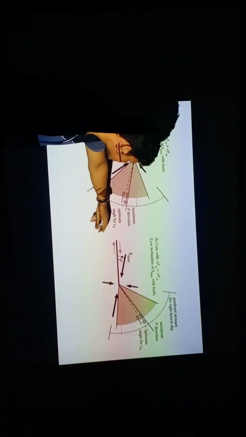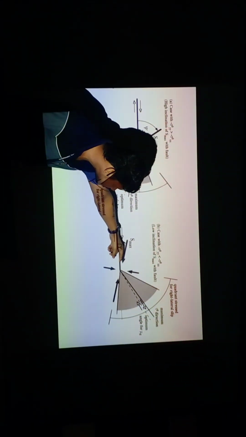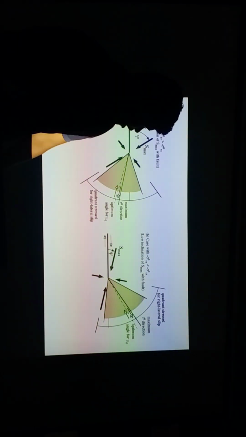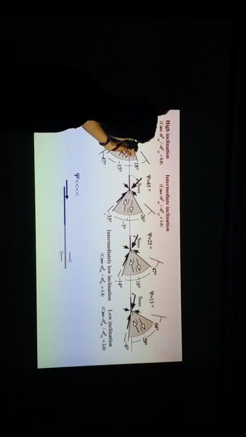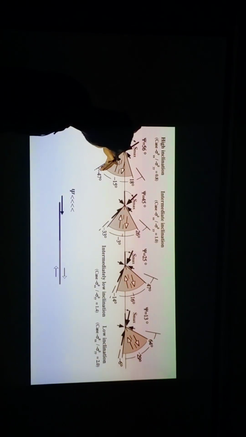The inclination of the psi angle denotes whether the branching will occur on the compressional side or the extensional side. When we have a high inclination of the psi angle, the branching will occur on the extensional side, and when we have a lower inclination of the psi angle, the branching will occur on the compressional side, marked by the shaded region. And here we have a range of psi angle from 56 degrees to 13 degrees, and here you can see as the value of the psi angle decreases, the branching moves from the extensional side to the compressional side.